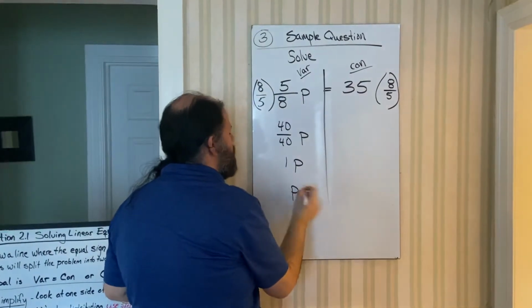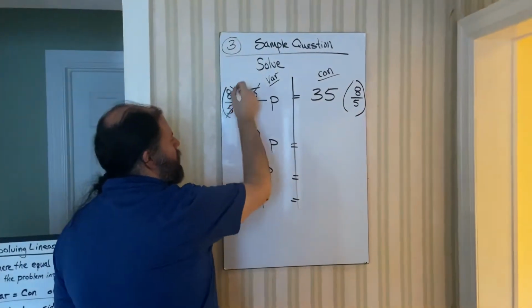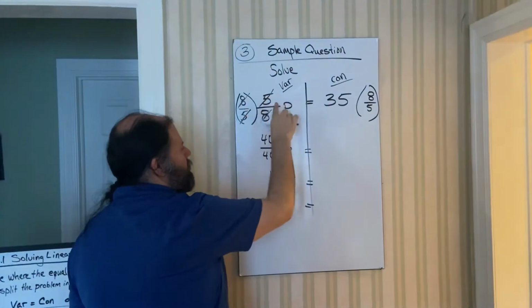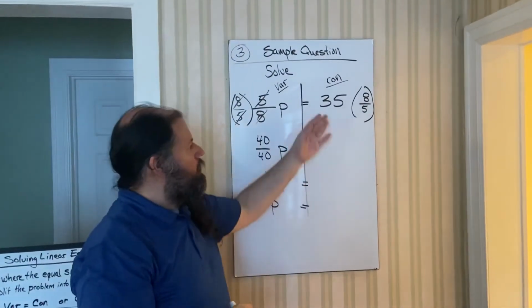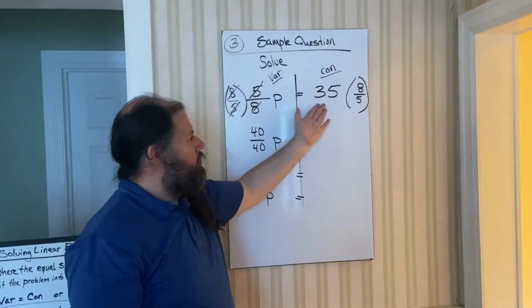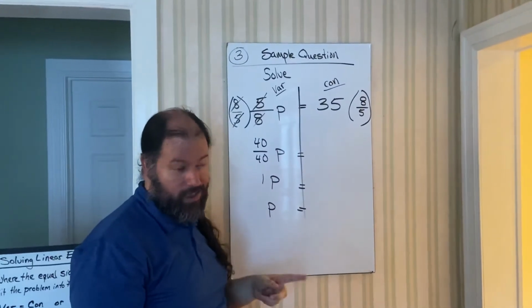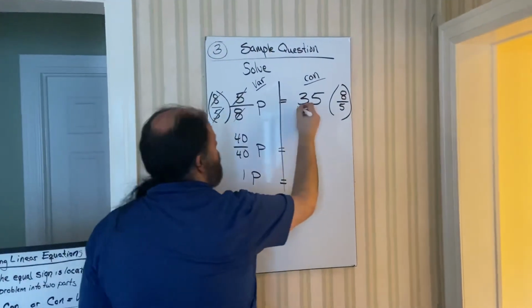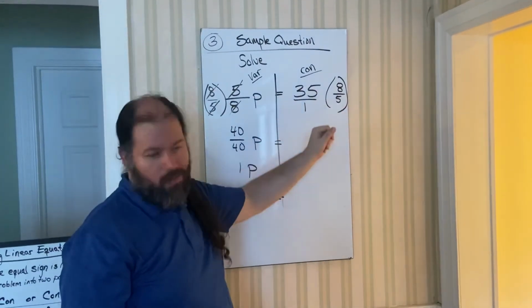Or we know it's p. Some of you might cross-cancel: 5 on top, 5 on the bottom, 8 on top, 8 on the bottom. Everything cancels out to be 1p or just p. Either way. Now on this side, notice we have a whole number, 35, not a fraction. When you do this by hand, you want to put it as a fraction, so you just put it over 1, the whole, and then just multiply across.